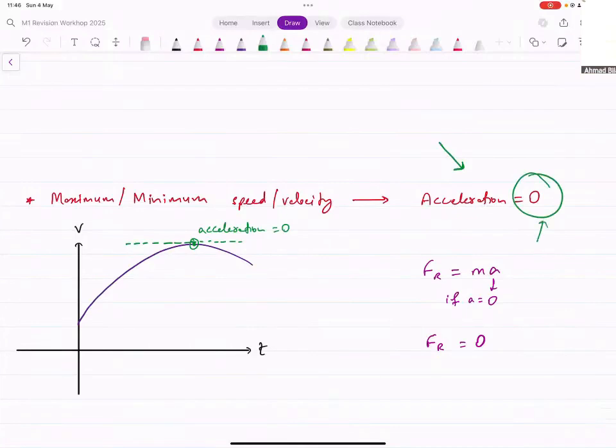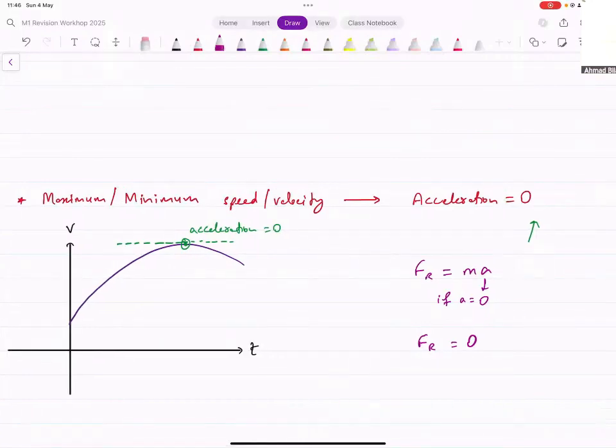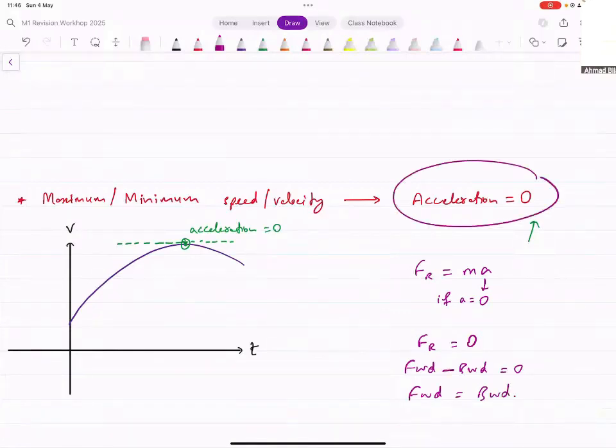So when you use Newton's second law of motion there, you would say resultant force equals mass into acceleration. That means if acceleration is 0, then resultant force is going to be 0. That means the forward forces minus the backward forces should equal 0. And that gives us the forward force is equal to the backward forces. In this case, when acceleration is 0, forward forces and backward forces are going to be equal to each other.